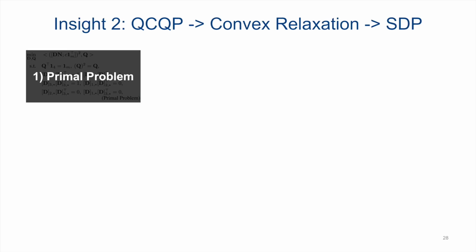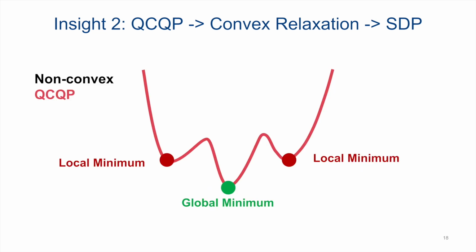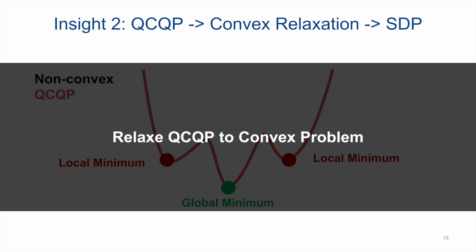As a preliminary step for Insight 2, we lift the variables of the primal problem into a higher dimensional space. This leads to an equivalent formulation, a quadratically constrained quadratic program. However, this QCQP is non-convex. As shown here, non-convex problems often contain multiple local minima. To overcome this non-convexity, we apply a powerful technique, which can relax the QCQP to a convex problem.